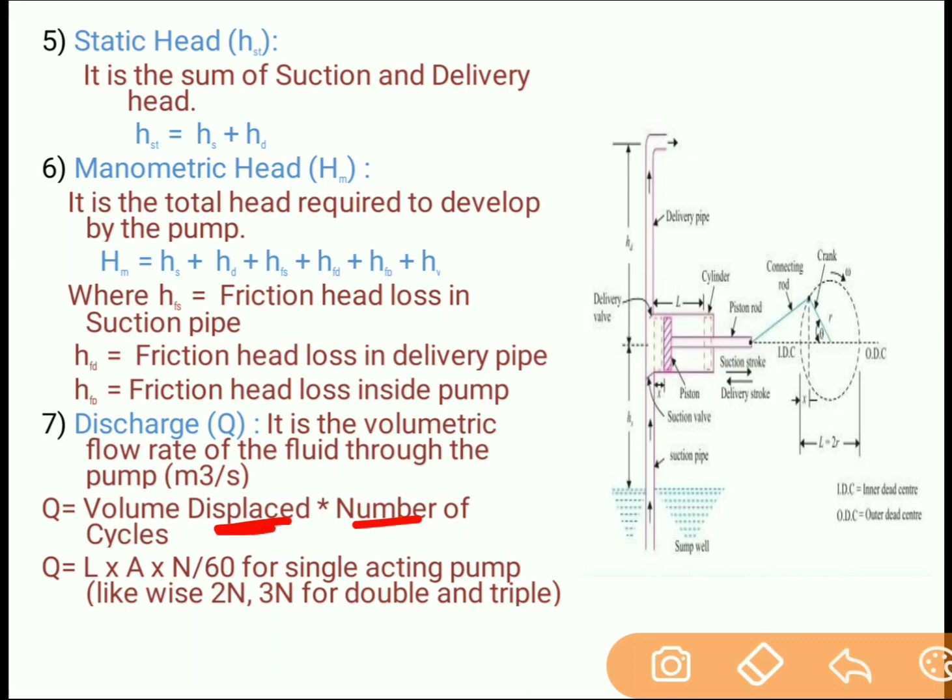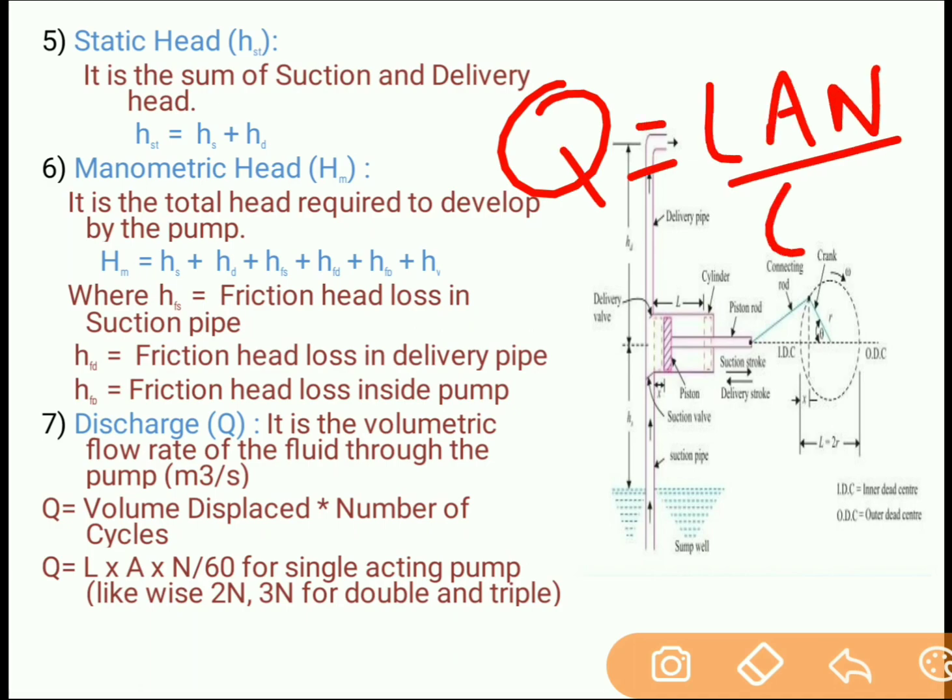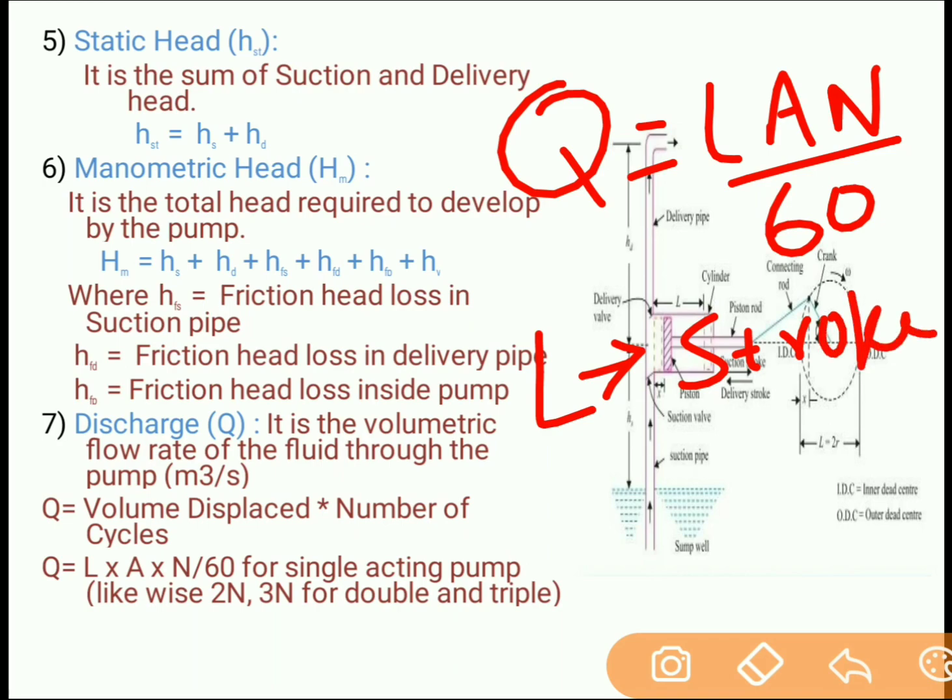Now the discharge can also be measured in terms of volume displaced into number of cycles. Over here, volume displaced is the area of the pipe into the length of the pipe, and number of cycles can be written as RPM by 60, that is, capital N is the RPM, divided by 60. So Q is equal to LAN by 60, where L is the stroke length.